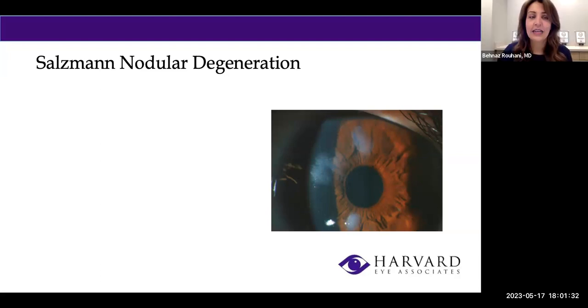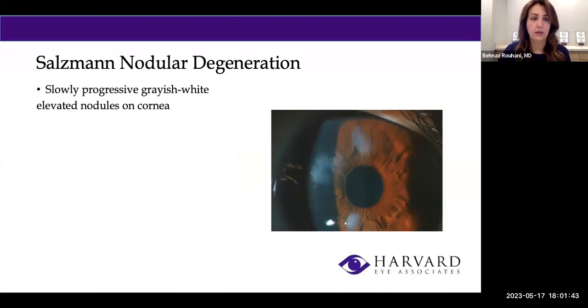Okay, all right, perfect. So Salzmann nodular degeneration is the next condition of the cornea that is, again, very important to look for prior to proceeding with cataract surgery. This condition is slowly progressive. It is associated with grayish, whitish, elevated nodules or bumps on the cornea.